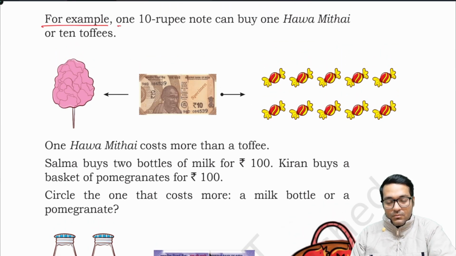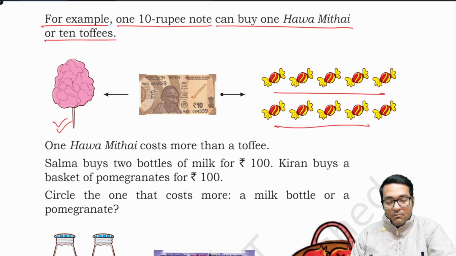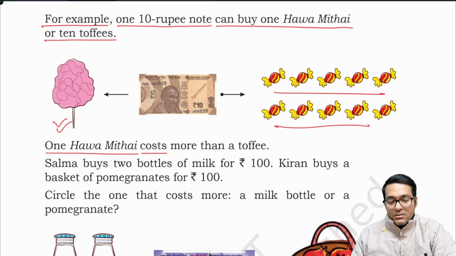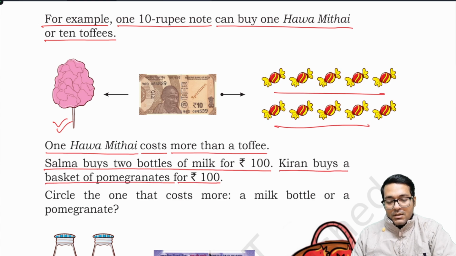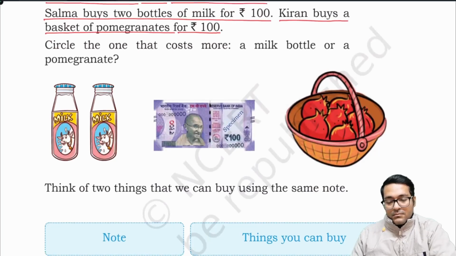For example, one 10 rupee note can buy one Hawa Mithai or 10 toffees. One Hawa Mithai costs more than a toffee. Salma buys 2 bottles of milk for rupees 100. Kiran buys a basket of pomegranates for rupees 100. Circle the one that costs more, a milk bottle or a pomegranate.